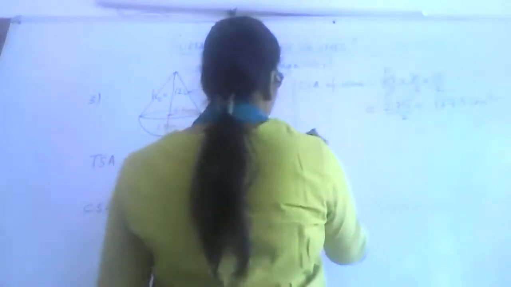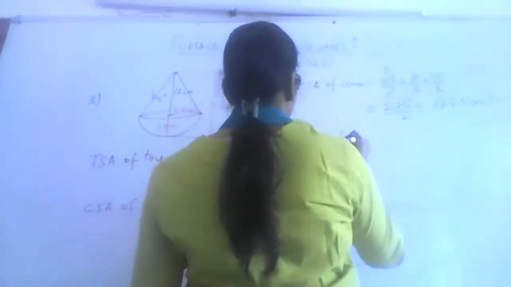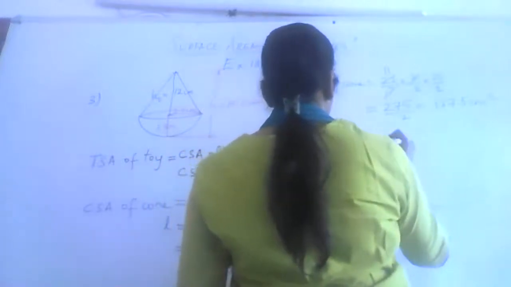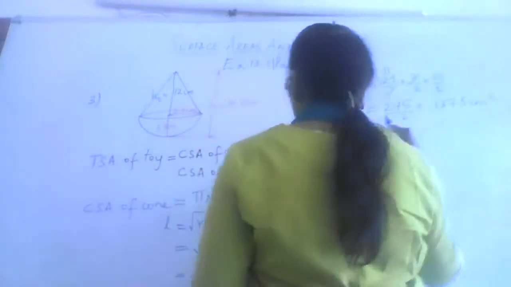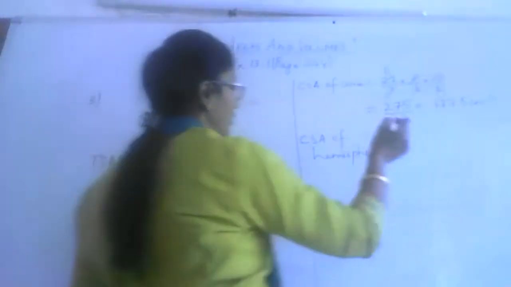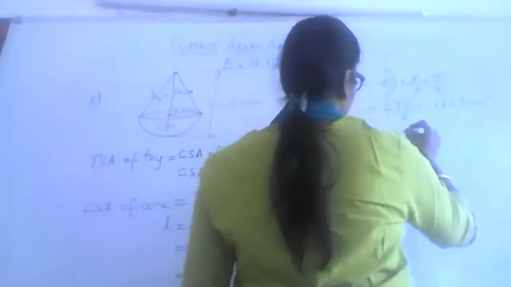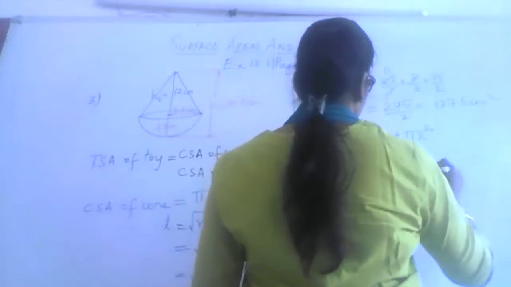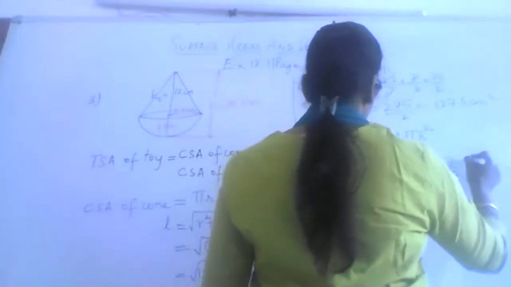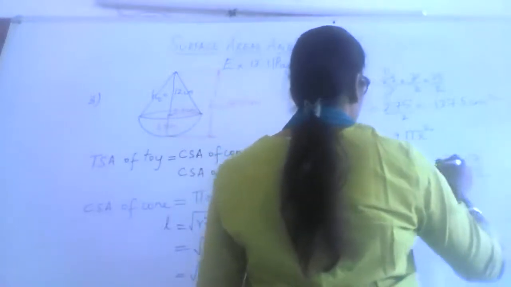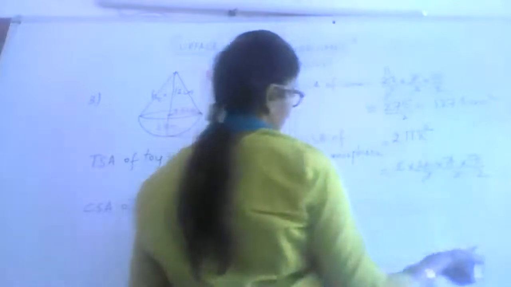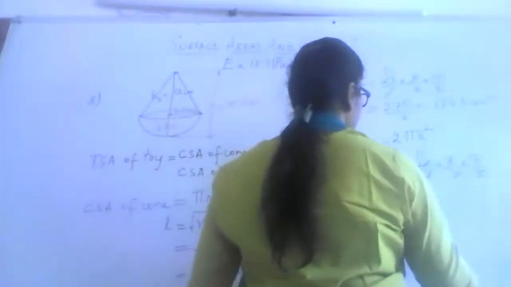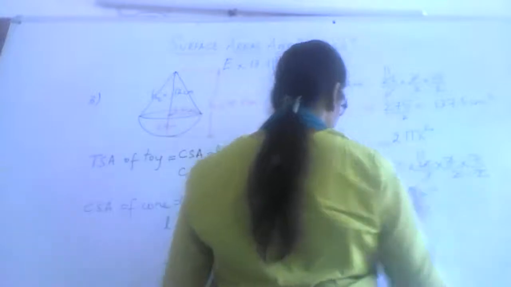Next, coming to the CSA of hemispherical part. Again, we have to recall the formula first. CSA of hemisphere, what is the formula? 2 pi r square. Yes, 2 pi r square. 2 by 7. Write the r square as 7 by 2 into 7 by 2 for your easy cancellation, that's all. Otherwise also you will have a 77 centimeter square here.